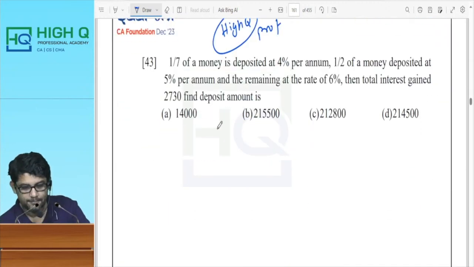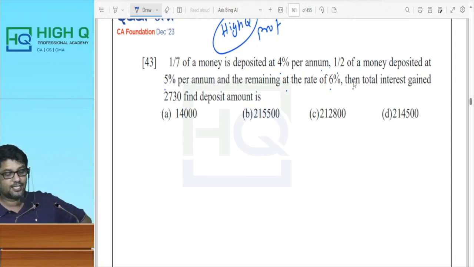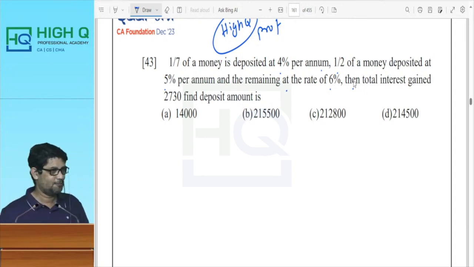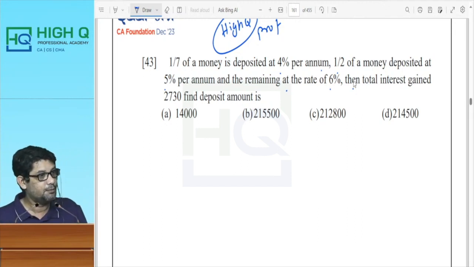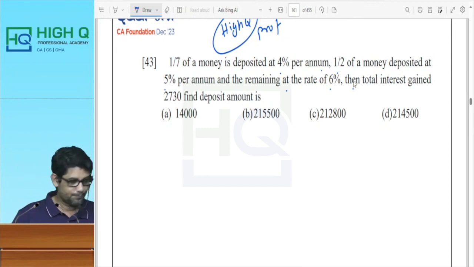Now look at this. 1/7 of a money is deposited at 4% per annum. Half of the money deposited at 5% per annum, and the remaining at the rate of 6%. Then the total interest gained is 2730. Find the deposit amount. Is it one and the same, my dear? Correct, na? Similar type of question. Two different attempts, two different questions. But actually similar type only. Now let me do this. I want you to try that, because that is very simple.